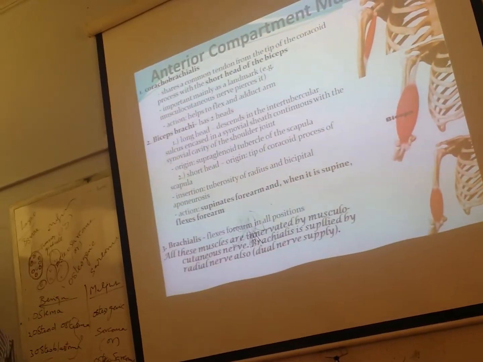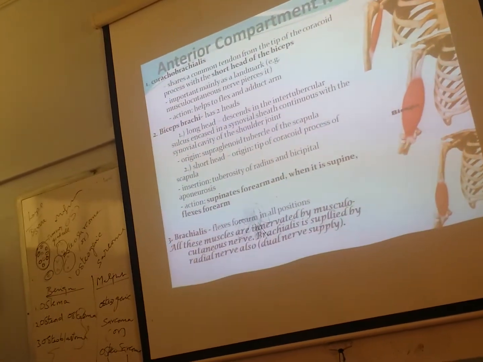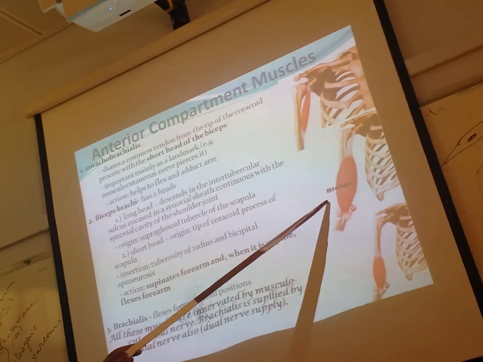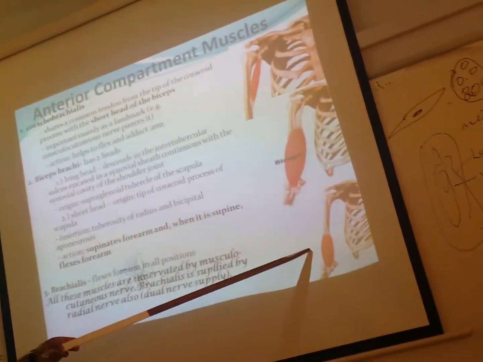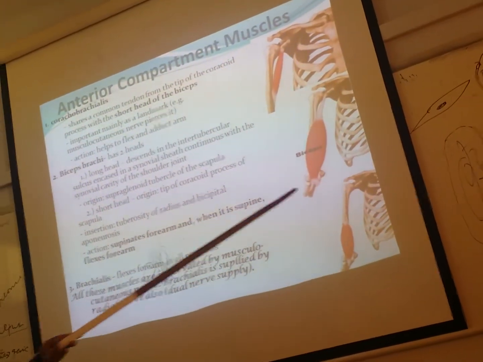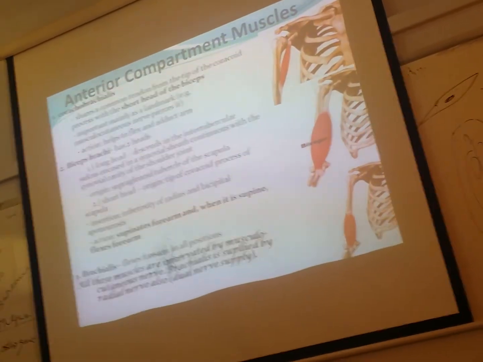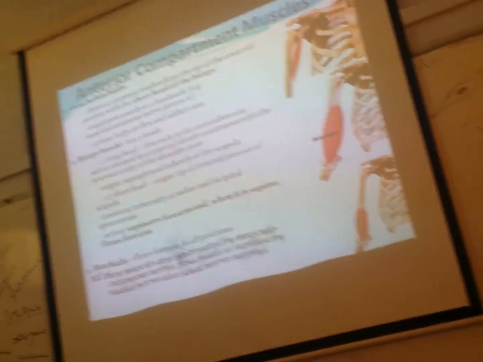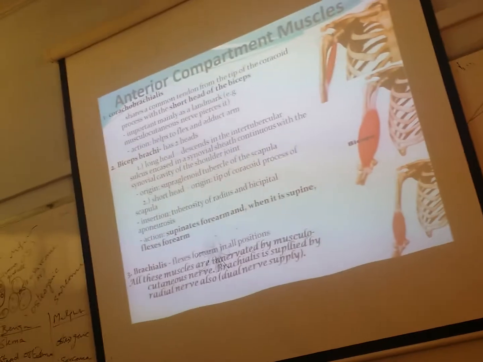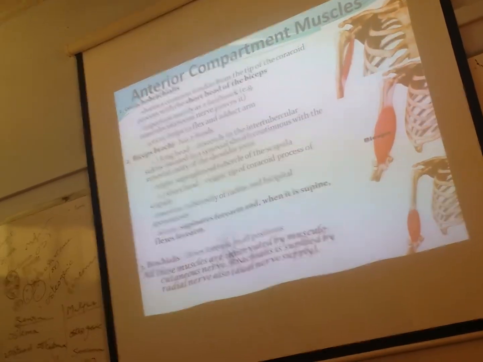You find three muscles. Okay? Number one is the coracobrachialis. Number two is the biceps brachii. And number three is the brachialis. These three muscles form the anterior compartment of the arm. Okay? So number one, the coracobrachialis, the name only indicates its attachment.